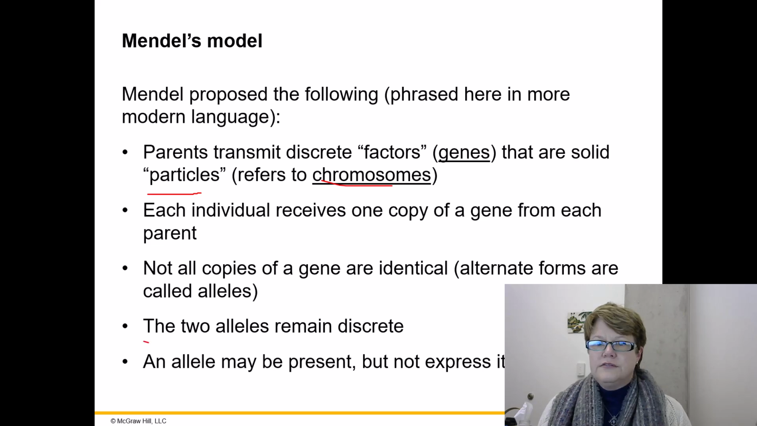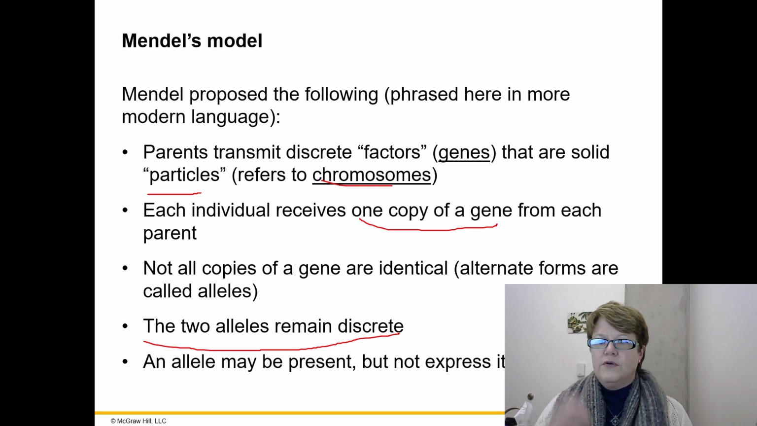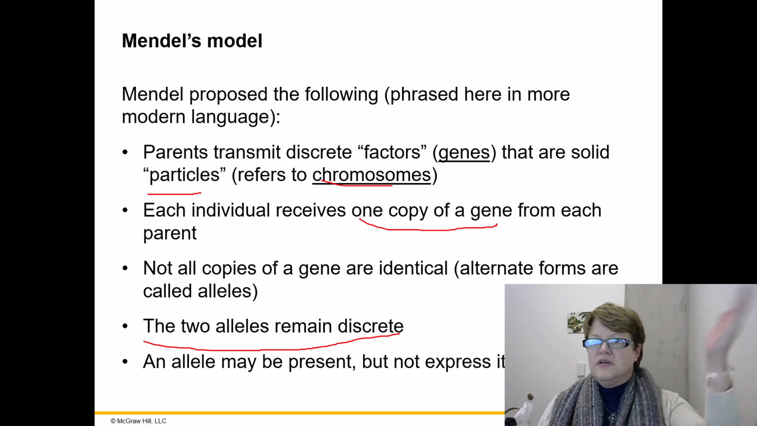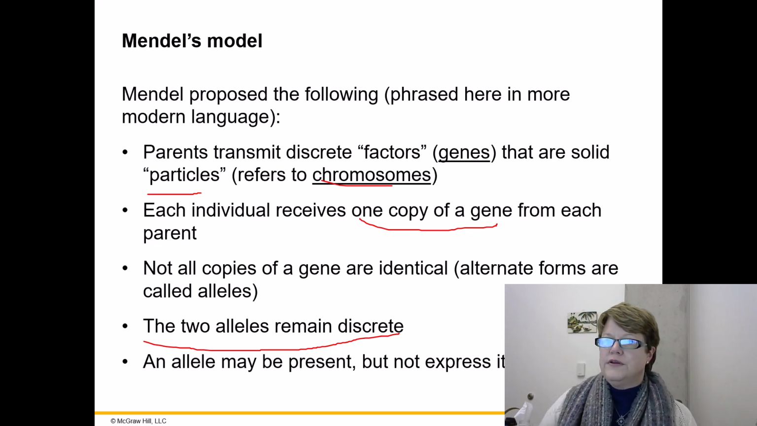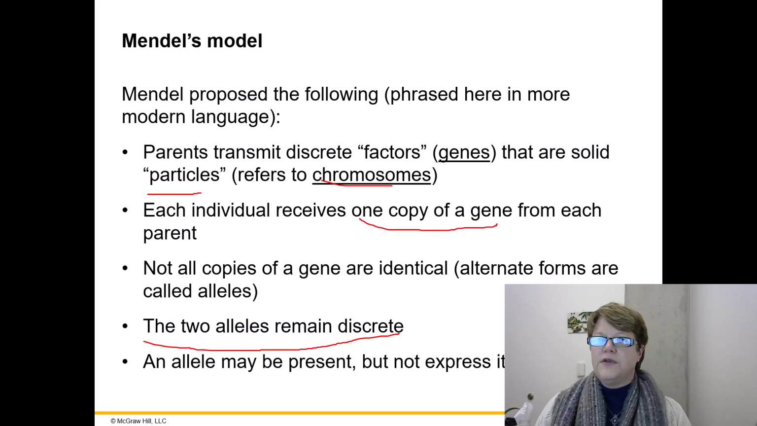The alleles, the two versions of the gene, are discrete. That means they're not liquids, they're solids. So they don't blend together in some way. Each individual receives one copy of a gene, or one allele of a gene, from each parent. So each individual gets an allele for flower color from one parent and an allele for flower color from the other parent, and they have two alleles then.